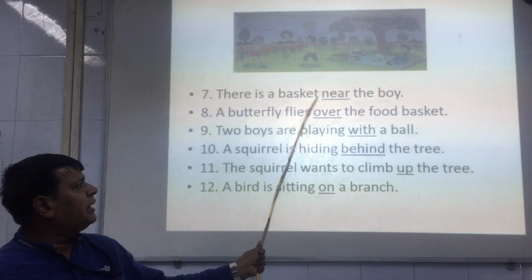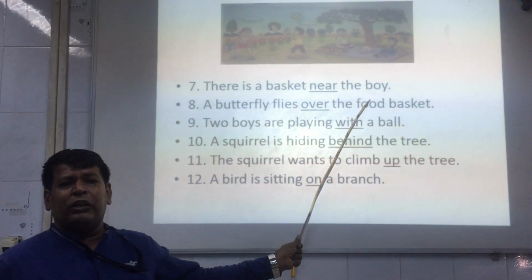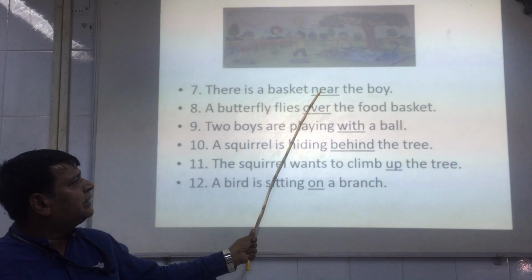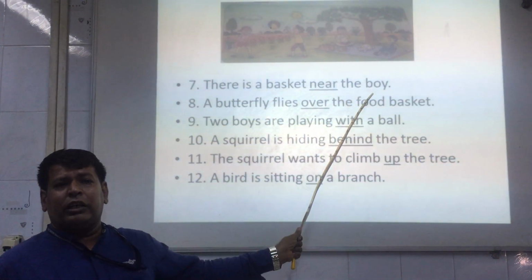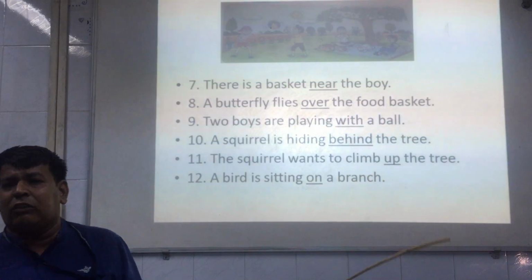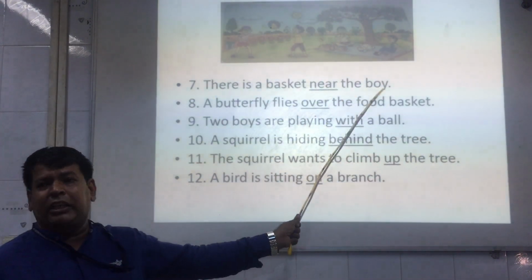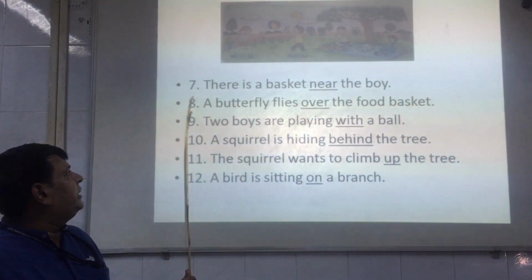There is a basket dash the boy. There is the basket near the boy. Now here near is a preposition which shows the relationship between the basket and the boy. As the preposition is followed by a noun, so near is followed by a boy. See the next, 8th one.